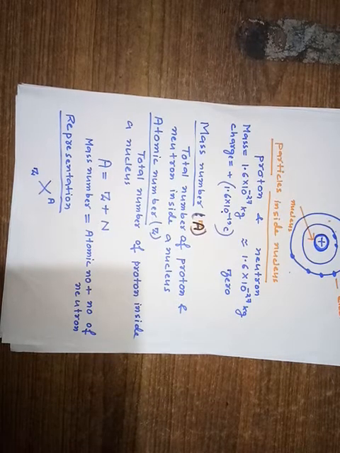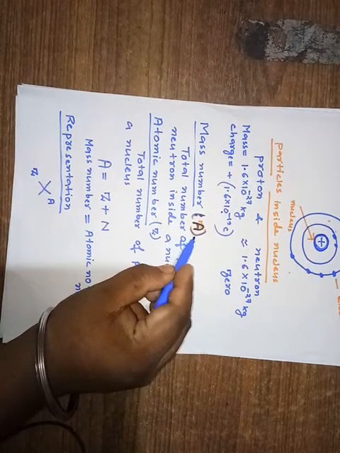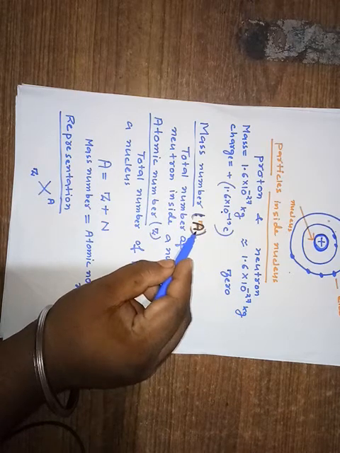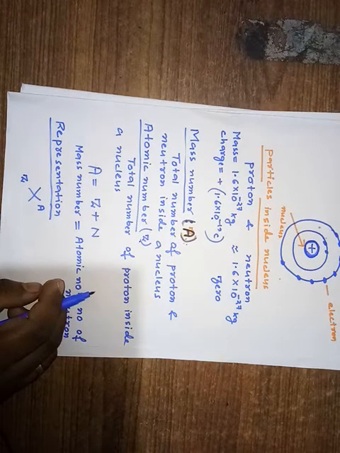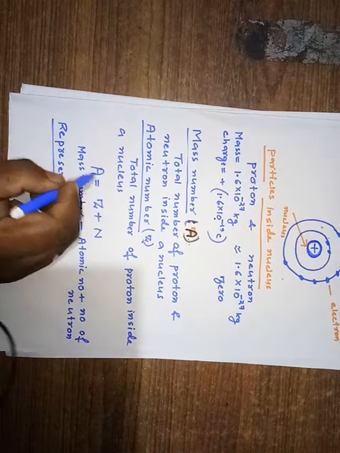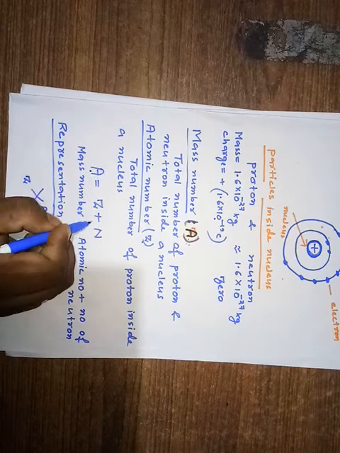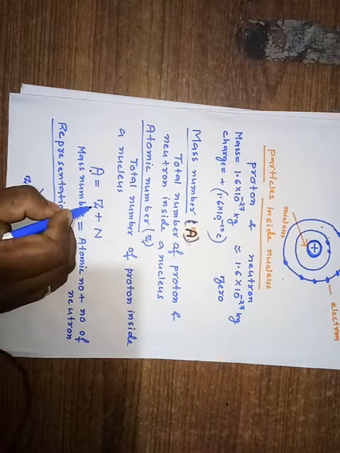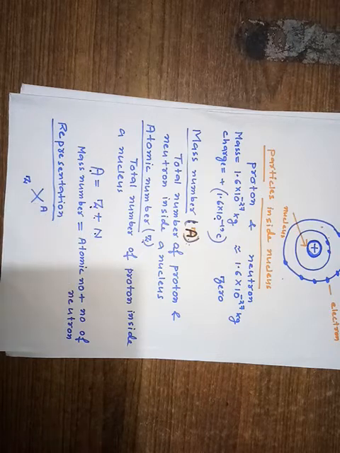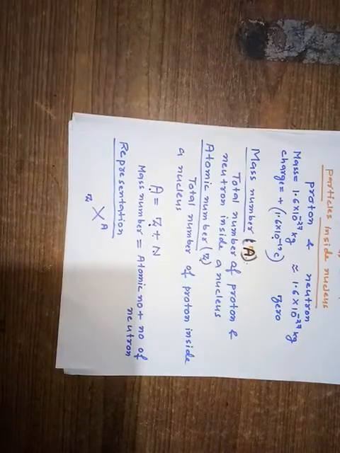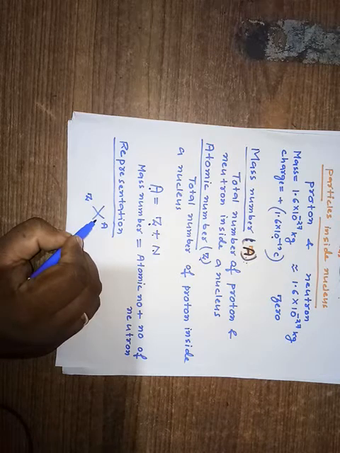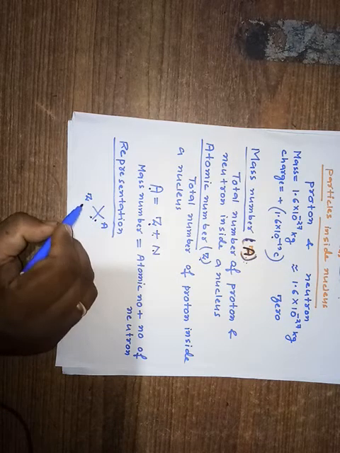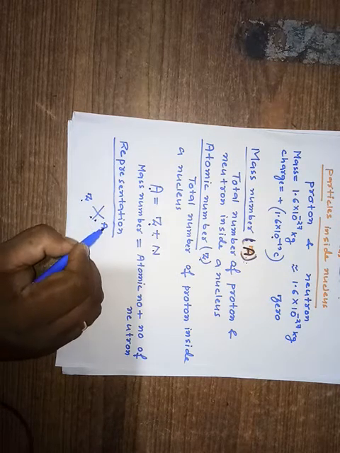Is it okay? And what is the symbol of mass number? That is A. And what is the symbol of atomic number? That is Z. Is it okay? And the mass number A is nothing but the atomic number Z, that is the number of protons, plus N, that is the number of neutrons. Is it okay? And this is how we write a particular nucleus. Suppose X is a nucleus whose atomic number is Z and the mass number is A.